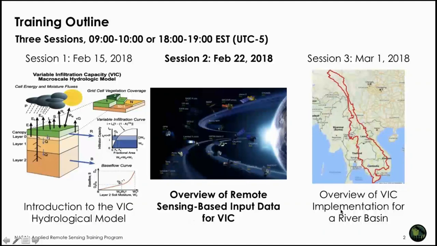And then next week, again at the same time, we will have an overview of implementation of this data into the VIC model and then look at the output. And as we mentioned last week, our case study is going to be the Mekong River Basin. Today, we're going to focus on the 2017 July-August flooding that occurred in the Mekong. We will demonstrate how to get data for that flooding event, but for your use, you can use this presentation as a reference and set up VIC for your own region. So that is the idea behind this presentation.